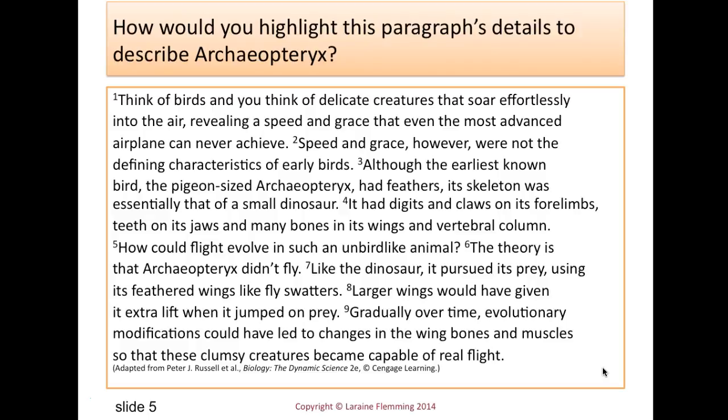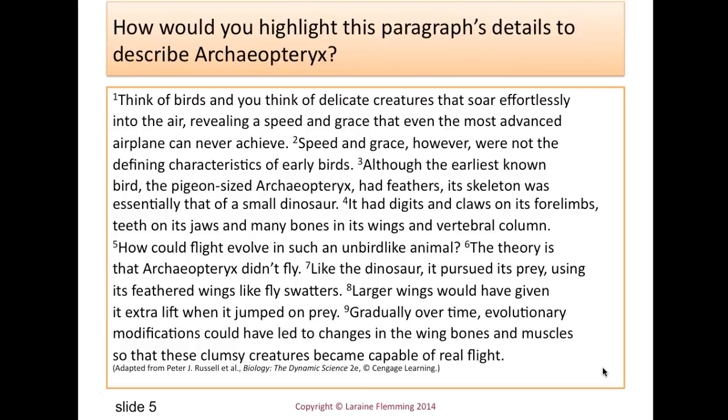The theory is that Archaeopteryx didn't fly. Like the dinosaur, it pursued its prey using its feathered wings like fly swatters. Larger wings would have given it extra lift when it jumped on its prey. Gradually, over time, the evolutionary modifications could have led to changes in the wing bones and muscles so that these clumsy creatures became capable of real flight.